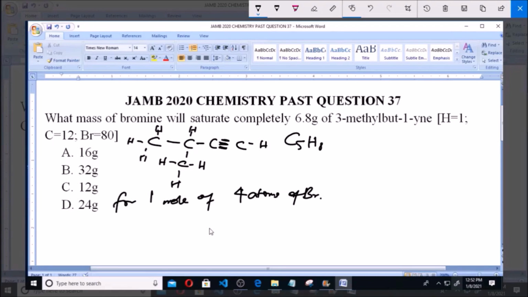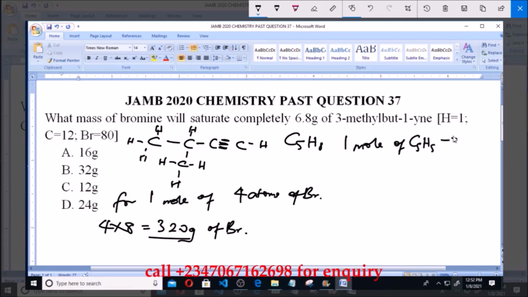In other words, converting these 4 atoms of bromine into grams, that is the mass, we have 4 multiplied by the relative atomic mass of bromine, which is 80, and that will give us 320 grams. So therefore, 320 grams of bromine is required to saturate 1 mole of 3-methyl butanol ion. Now, 1 mole of 3-methyl butanol ion, which is C5H8, has a mass of 68 grams.